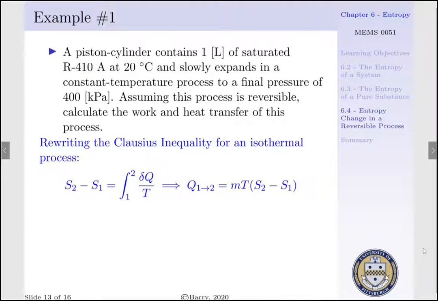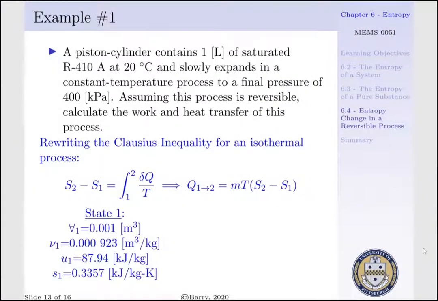To begin, we will rewrite the Clausius inequality for an isothermal process. Our change of entropy between our final and initial state is equal to the integral from state 1 to state 2 of our heat transferred per our boundary temperature. Or our heat transferred going from state 1 to state 2 would be equal to our mass times our temperature times S2 less S1. We need to determine a few important properties.